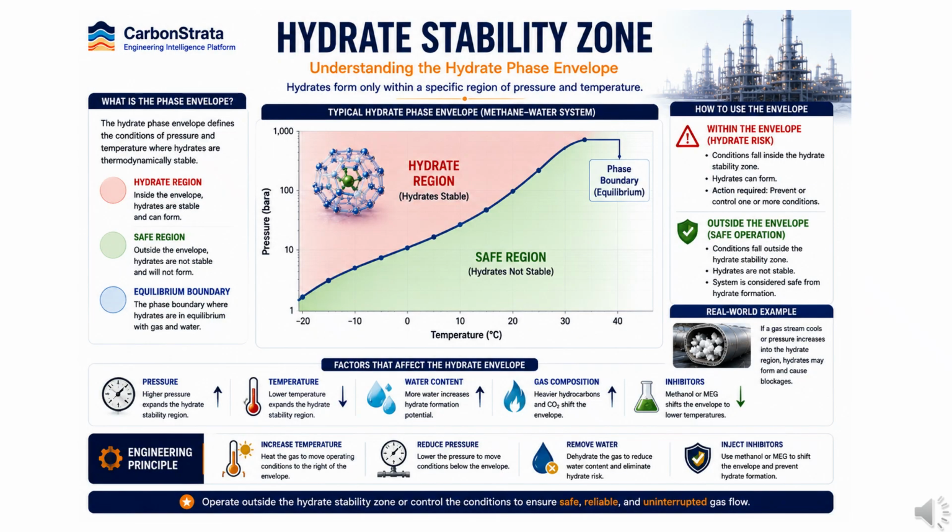Hydrate formation depends strongly on pressure and temperature. As pressure increases, hydrates can form at higher temperatures. As temperature decreases, hydrate risk increases significantly. The hydrate stability envelope defines the conditions where hydrates are thermodynamically stable. Engineers use these diagrams to evaluate operating risk and determine whether prevention measures are required. The objective is to keep the operating point outside the hydrate stability region whenever possible.